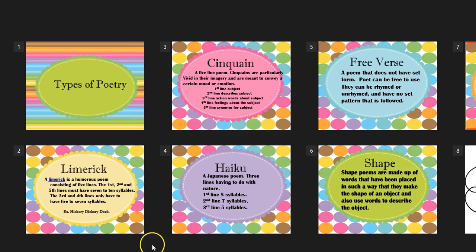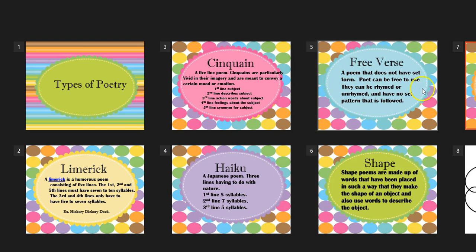So what you could do is keep this video up and refer back to it so that you could make sure that you followed the form. Like for instance, if you wrote a limerick poem, the first, second, and fifth lines must have 7 to 10 syllables. The third and fourth lines would only have to have 5 to 7 syllables. Or if you wrote a cinquain, you would need to know what goes on the first line, second line, third line, fourth line, fifth line. And haiku, you'd need to have 5 syllables in the first line, 7 in the second line, 5 in the third line.